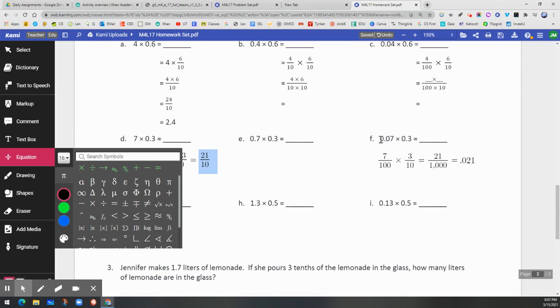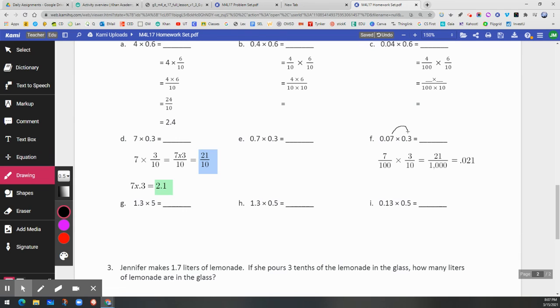Again, you would do the multiplication. If you want to show it, it will be 7 times 3 equals 21. But then notice that you have hundredths right here, and you have tenths. So that will be thousandths. So that means that the decimal point is going to move 1, 2, 3 places, and that's where the decimal goes.